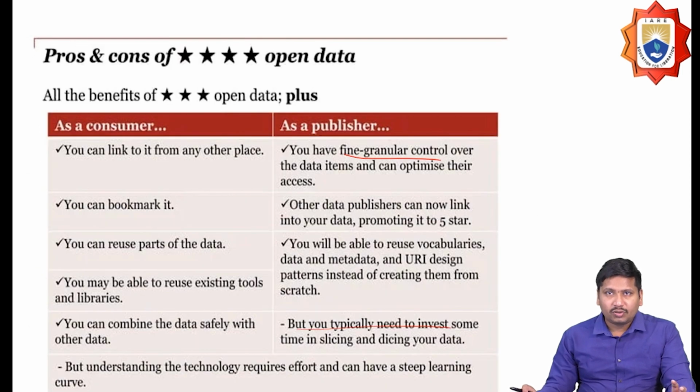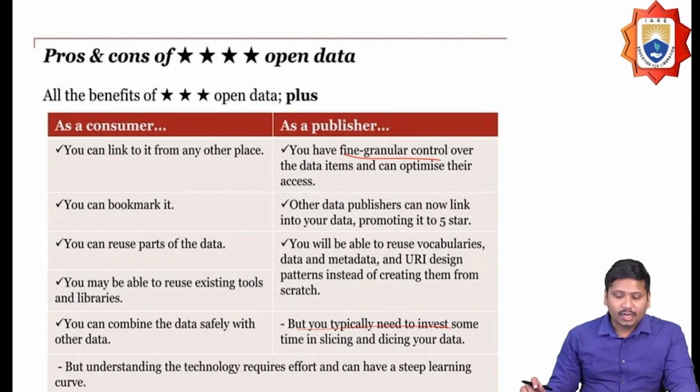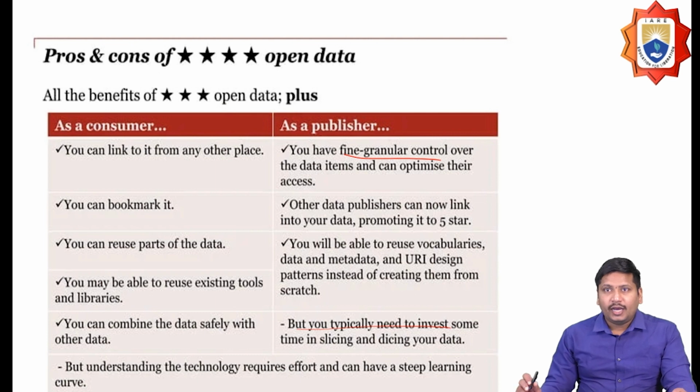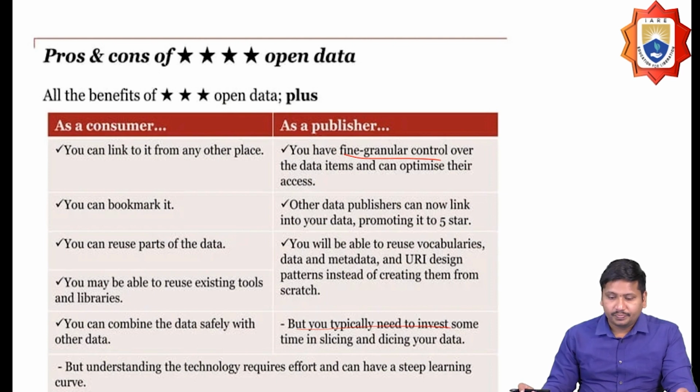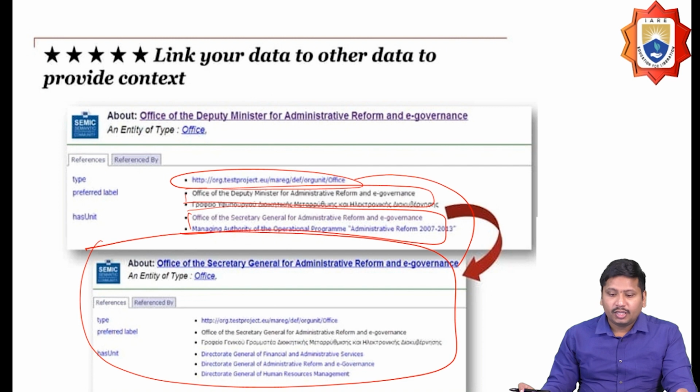What are the pros and cons of this kind of data? We can link it to other places, bookmark it, reuse parts of the data, reuse existing tools, and combine the data safely, but we must understand the technology learning curve. As a publisher, we have fine-grained control over the data items, and we can reuse vocabularies, data, metadata, and URI data, but you typically need to invest some time in slicing and dicing your data, and linking your data to other data.